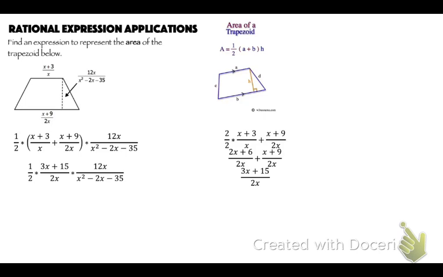Now we can factor everything, so I can factor out a 3 right there, and I'm left with x plus 5. x squared minus 2x minus 35 factors to be x minus 7 and x plus 5. Now those x plus 5s cancel. 2 goes into 12 6 times, and 2 goes into 6 3 times, and the x's can't cancel. So on top, I'm just left with 9, and on the bottom, I'm left with x minus 7. And that's the area of that trapezoid in terms of x.